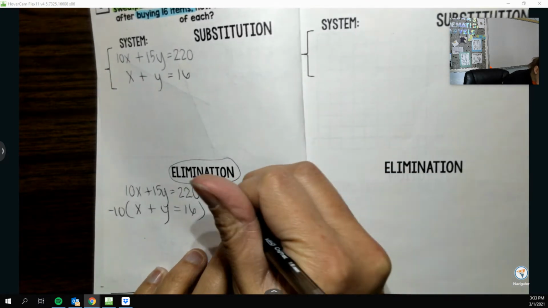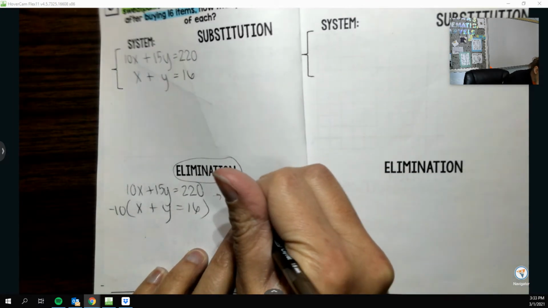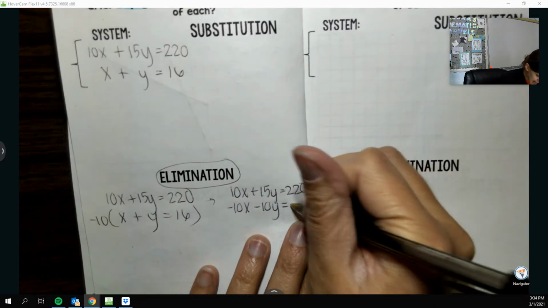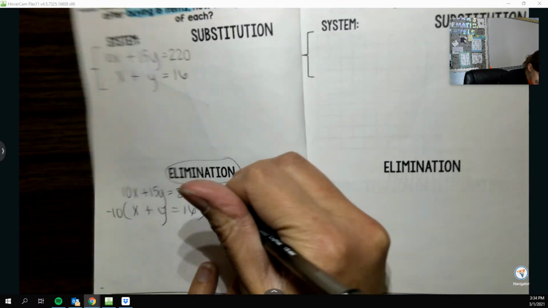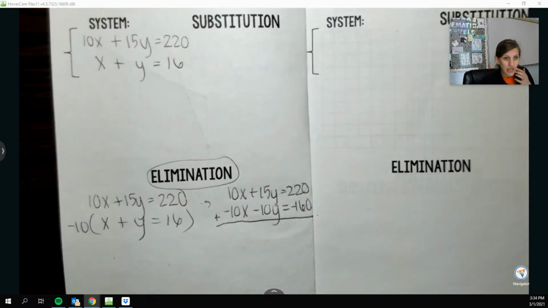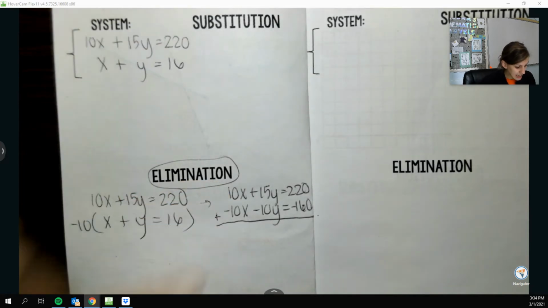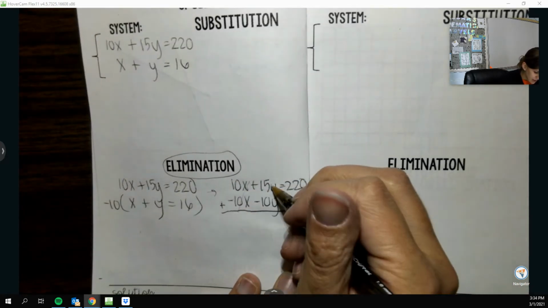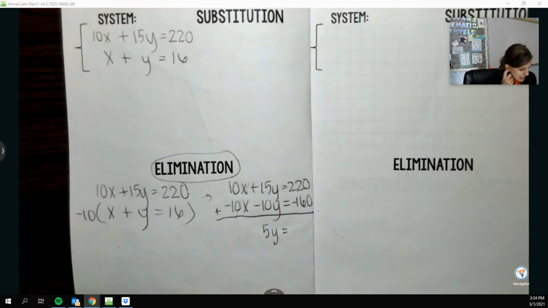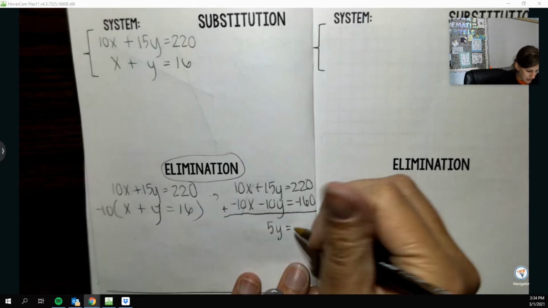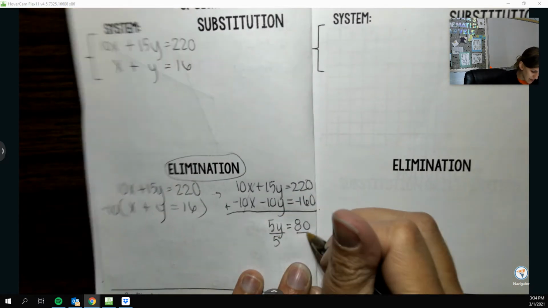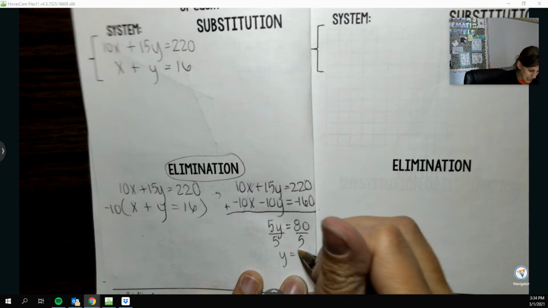Bottom equation, we're going to times it by -10 now, so we'll have -10x minus 10y equals -160, and then we'll add it up. So 10x minus 10x is 0. 15y minus 10y is 5y. 220 minus 160 is going to be 80. And then we divide by 5. So y is 16.